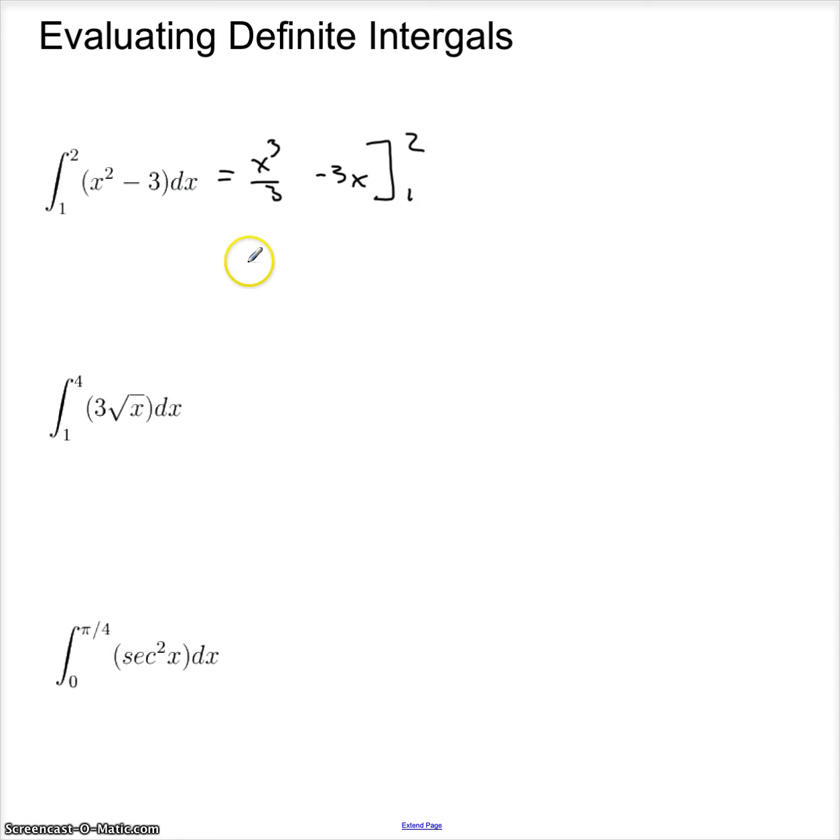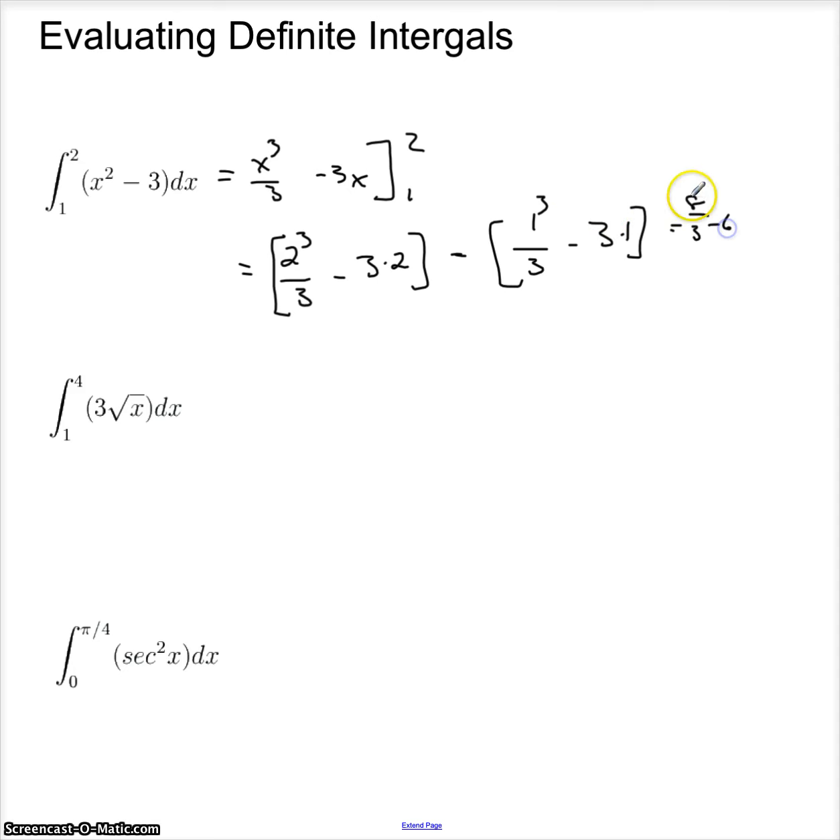Now what I'm going to do is just plug this in. So this is 2 cubed divided by 3 minus 3 times 2. Now we're going to subtract off 1 cubed divided by 3 minus 3 times 1. And now it's just a matter of doing a little algebra. You get 8/3 minus 6 minus 1/3 minus 3, and you get an answer of negative 2/3.